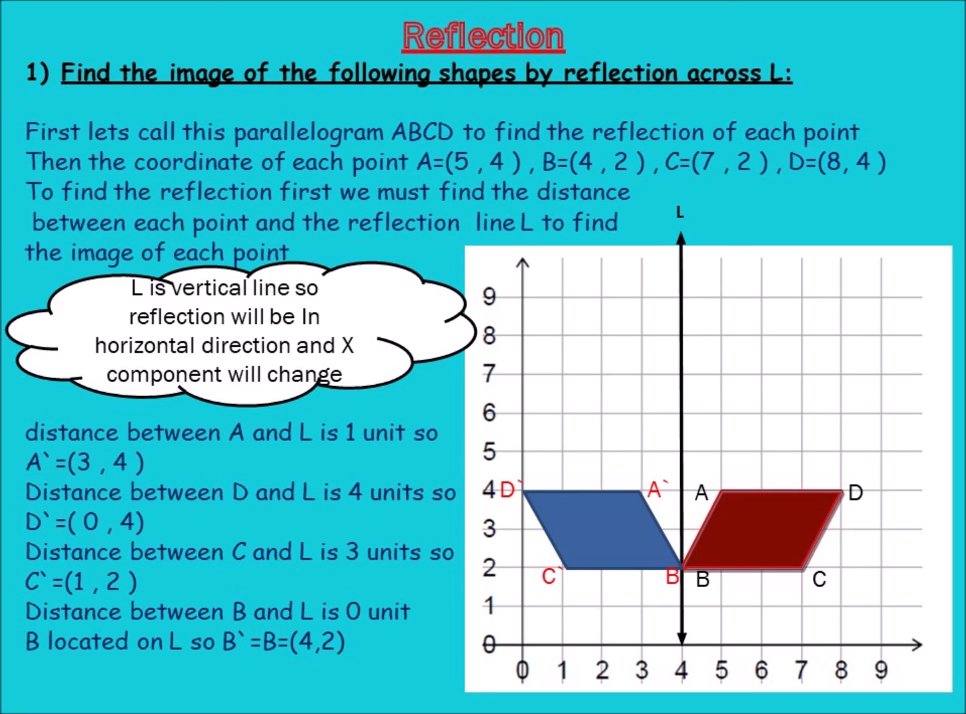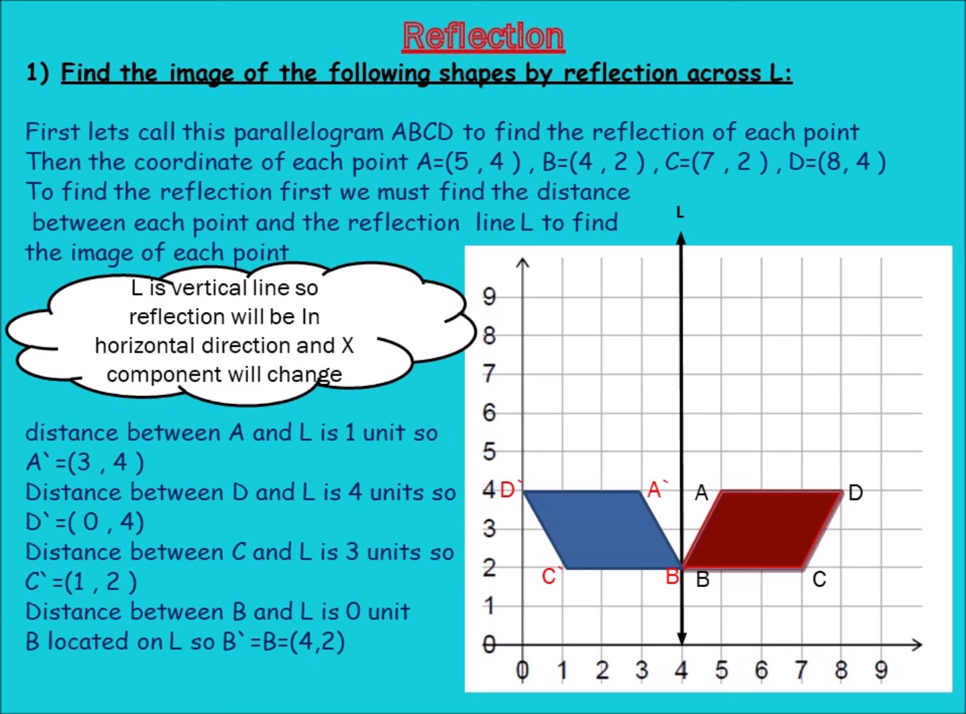Okay, what about D and L? The distance between D and L is 1, 2, 3, 4 units. So I will have D dash on the other side by also moving 4 units. So D dash will be 0 and 4 on the other side.